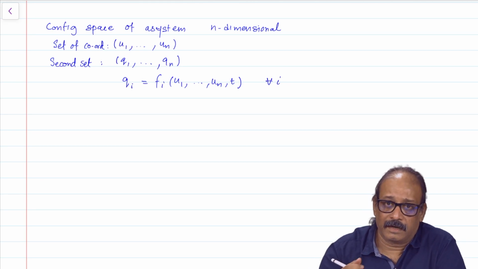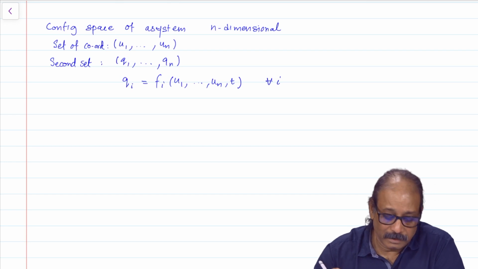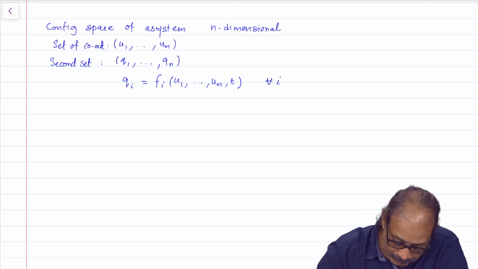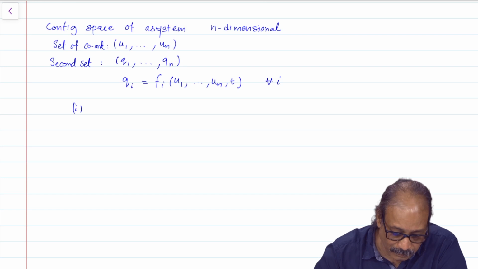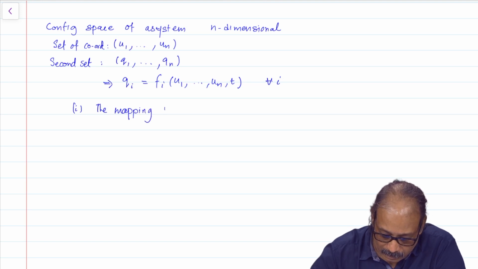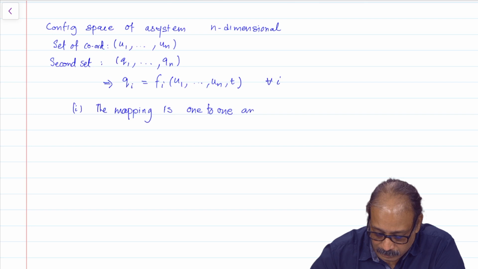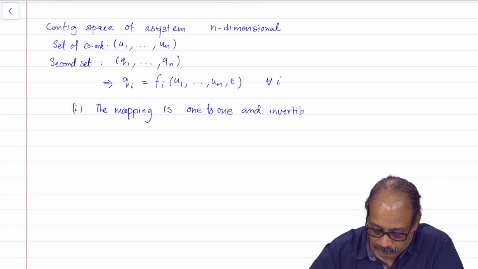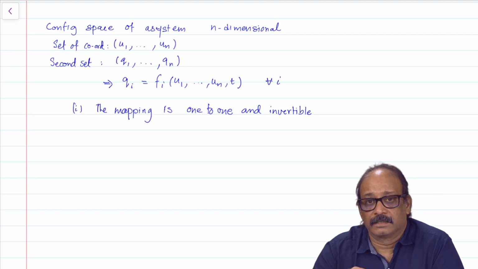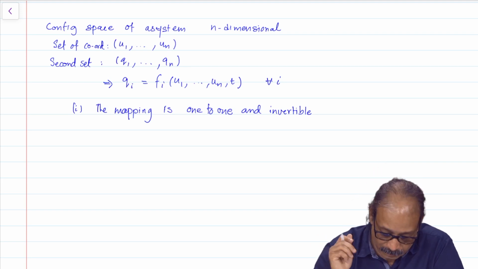Okay. Now, any arbitrary transformation of course will not work. The conditions for the transformation to be a valid transformation are, first, that the mapping, by mapping I mean this, is 1 to 1 and also invertible, so that a point is specified by a unique set of generalized coordinates.